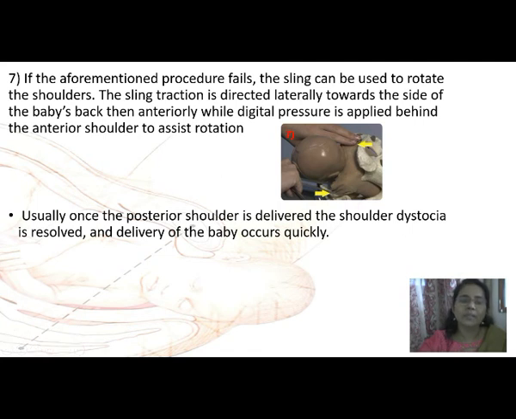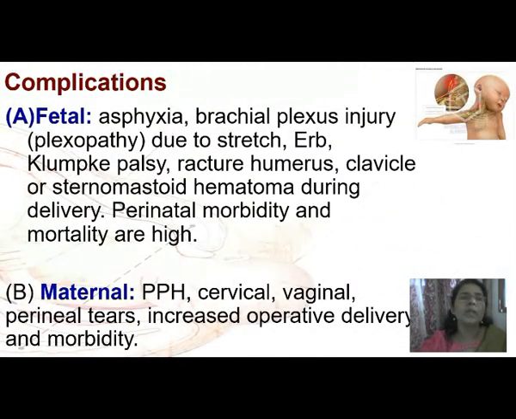I think you have clearly understood. Next we can see the complications. Fetal complications include asphyxia, brachial plexus injury due to stretch, Erb's or Klumpke's palsy, and fracture of the humerus, clavicle, or sternomastoid hematoma during the delivery. Perinatal morbidity and mortality are high.